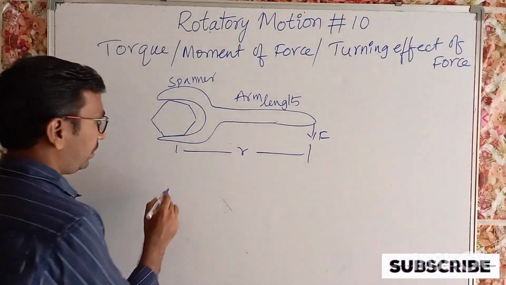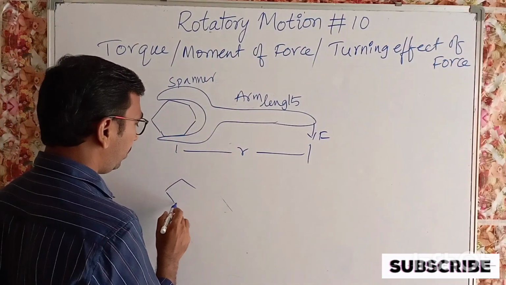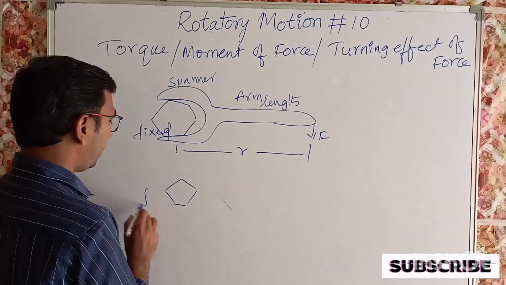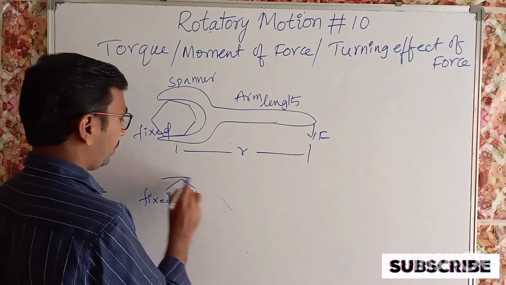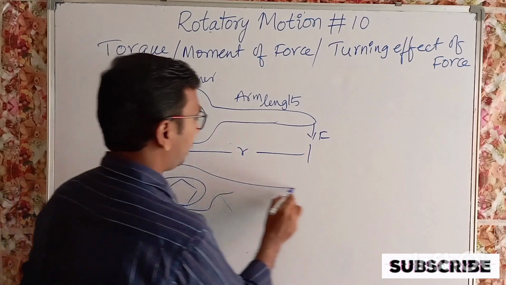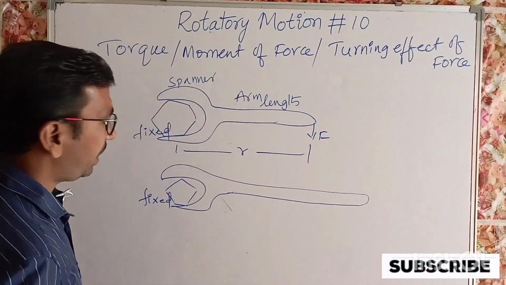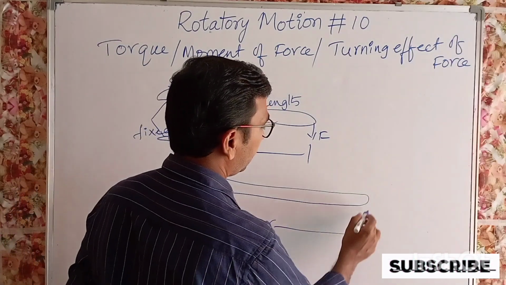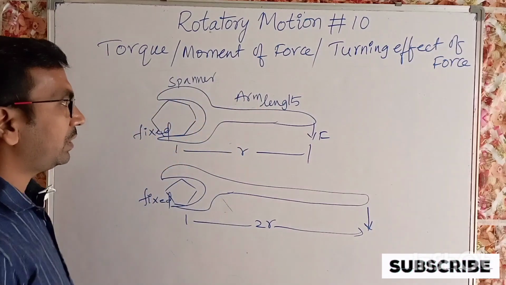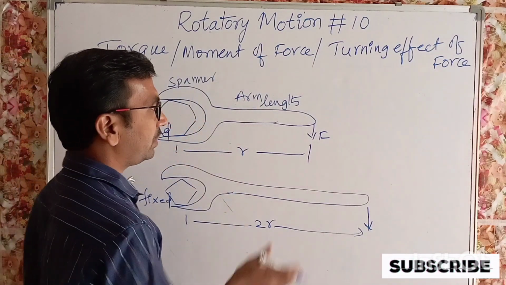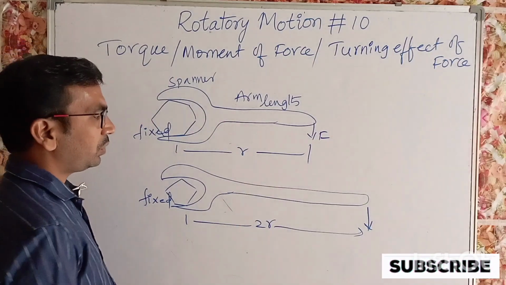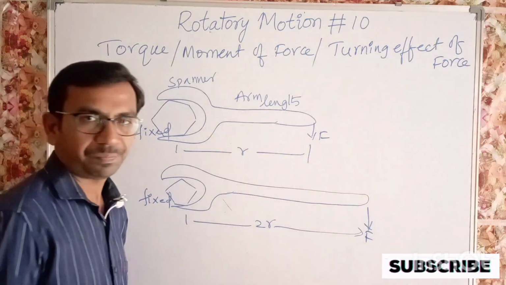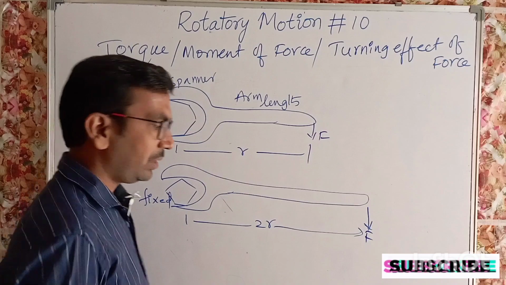Now I will consider the same nut and same bolt. The bolt is fixed. I will consider a spanner whose length is double, so the arm length becomes 2R. Here the turning effect is reduced to half. If the length is increased, the turning effect is reduced.